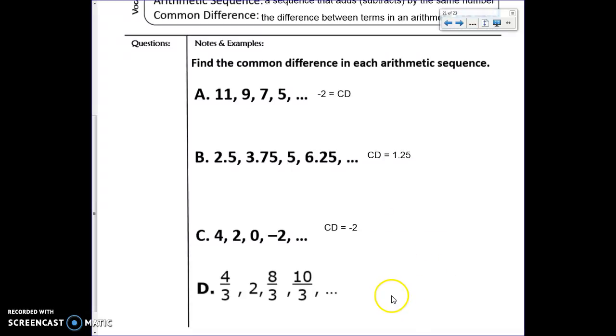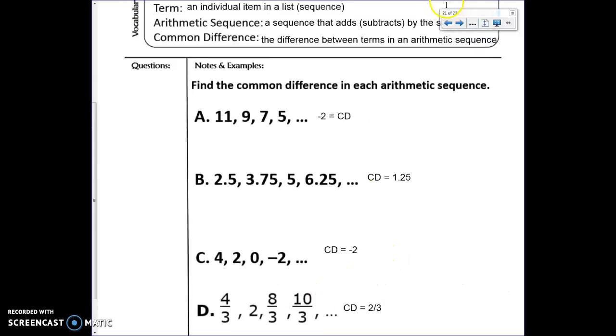Okay, now try D. Hit pause, and we're back. Looking through here, 4/3 is 1 1/3, and it goes up to 2 and goes up to 8/3. So what it's doing is it is increasing by 2/3. So the common difference would be 2/3.